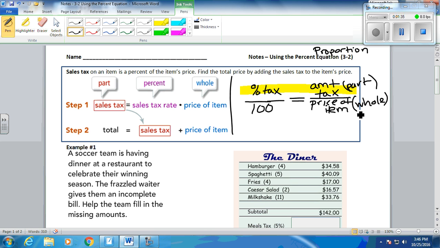So in the box it says sales tax on an item is a percent of the item's price. Find the total price by adding the sales tax to the item's price. So sales tax is added on to whatever you're paying for the price. The store is not going to subtract the sales tax, they're going to add the sales tax on.